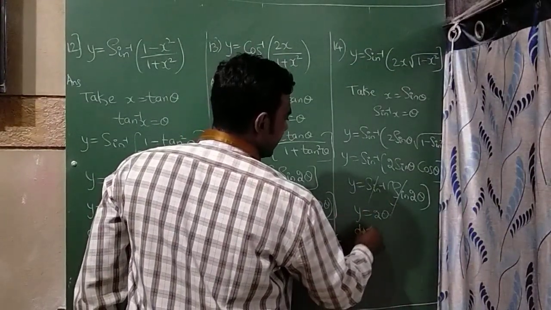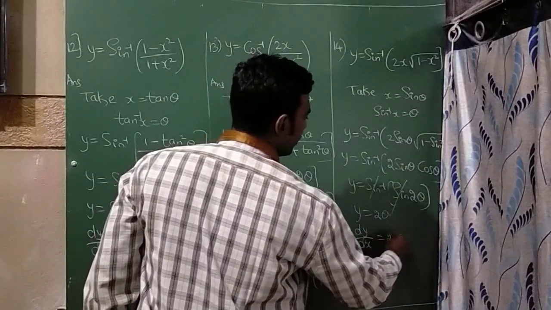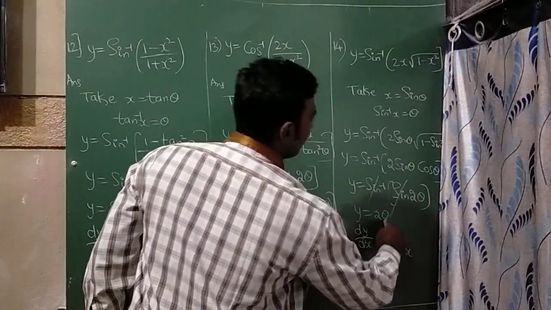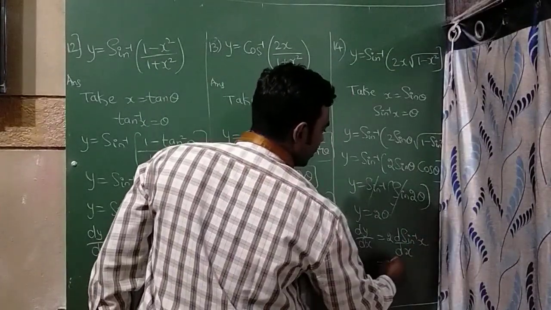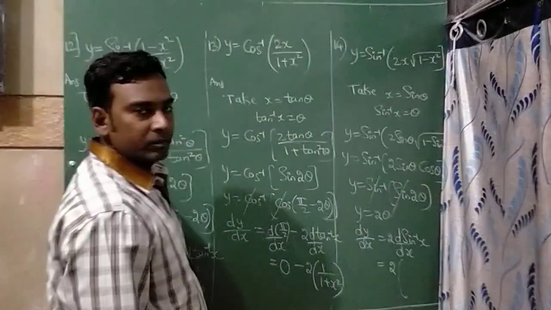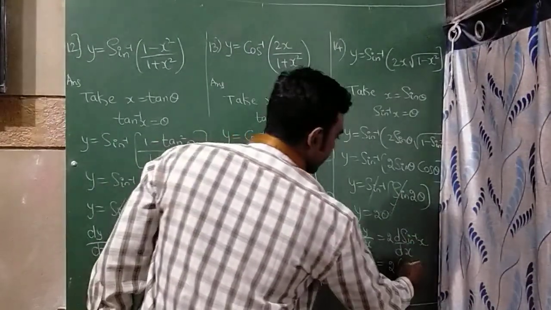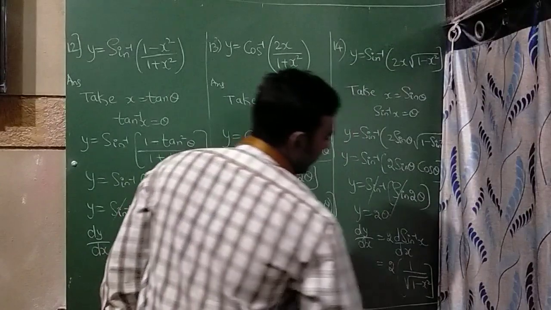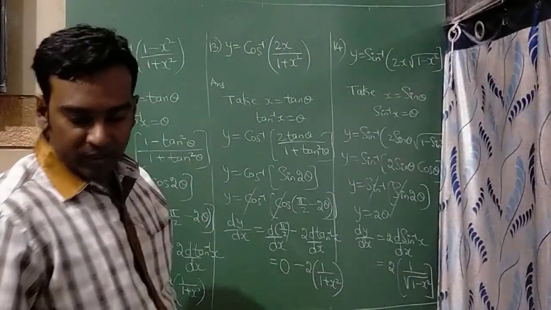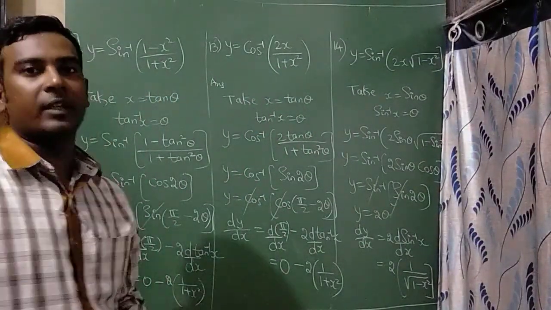So dy by dx is equal to 2 d by dx of, what is theta here? Sine inverse of x. So the formula for d by dx of sine inverse is 1 divided by square root of 1 minus x square. Okay, so let us move on to the 15th, that is the last question.